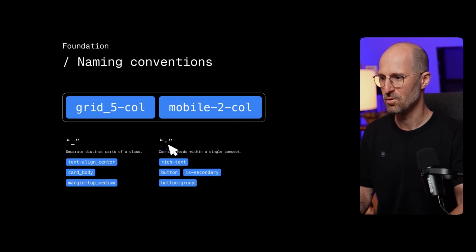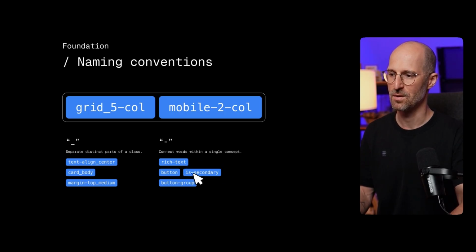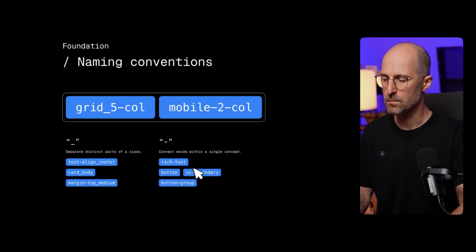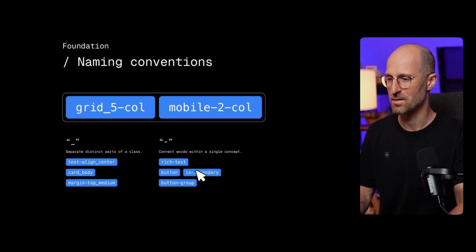A hyphen is simply used to connect words within a single concept. For example, there is rich text. So the hyphen was used just to separate the words. For example, here is secondary. Instead of using a space here, we're using a hyphen. And also hyphens are used for this kind of prefix, like is. Is is an indicator of the combo class. So whenever you see is, it means it will change the main class. So you would say the button, and button is secondary. And you will never find in FlowKit a combo class, which is a modifier class, with an underscore.